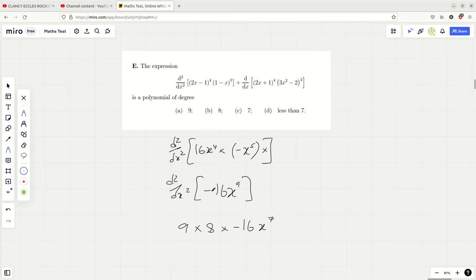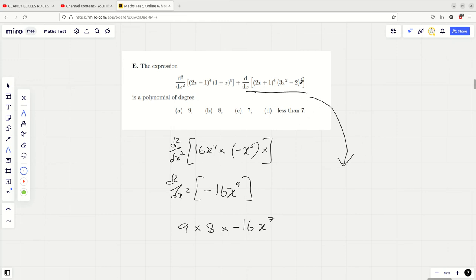Do you know what I mean? Because the power is going to come down, and then you're going to have 9 times minus 16 times x to the power of 8. But then the power is going to come down again, so you're going to have 9 times 8 times minus 16x to the power of 7. Now, let's have a look at this bracket. Do we get a very similar term which cancels and therefore end up with D?